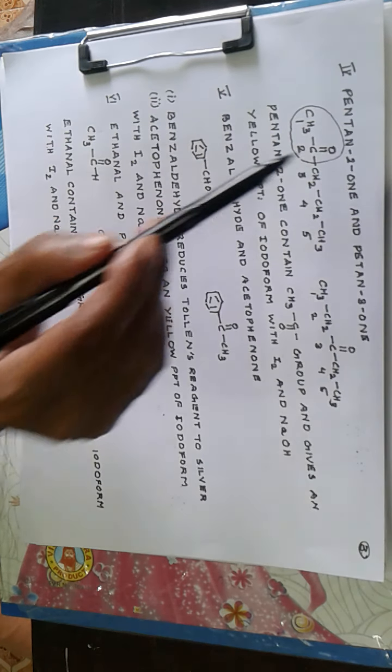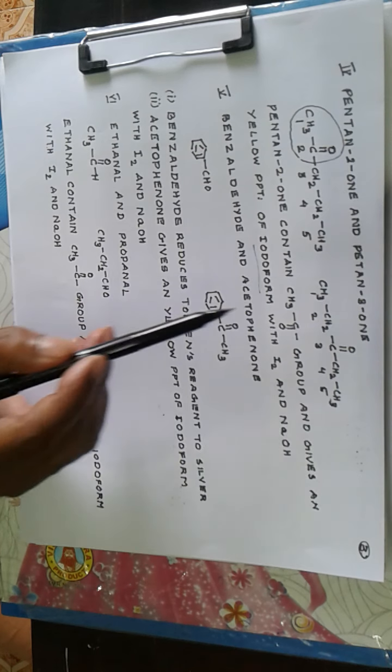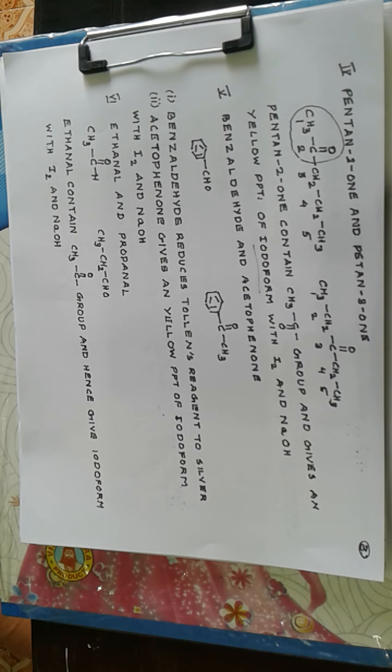CH3CO group. So whenever there is a CH3CO group or a CH3CHOH group, such compounds can react with iodine and alkali to give a yellow precipitate of iodoform, CHI3. So pentan-2-one can give iodoform, while pentan-3-one cannot give iodoform.